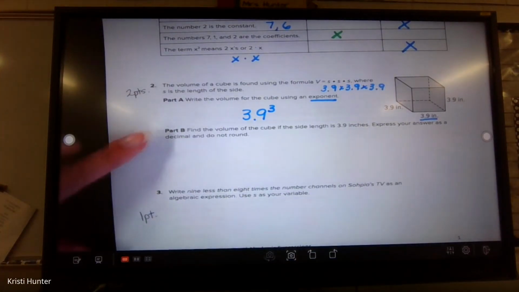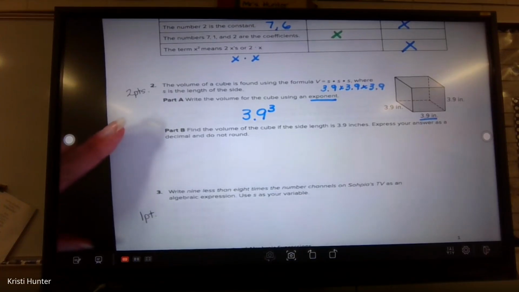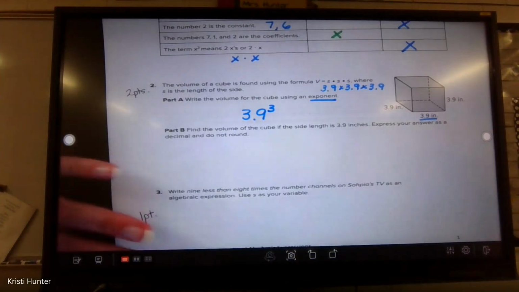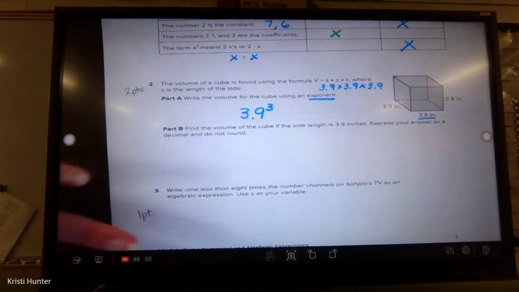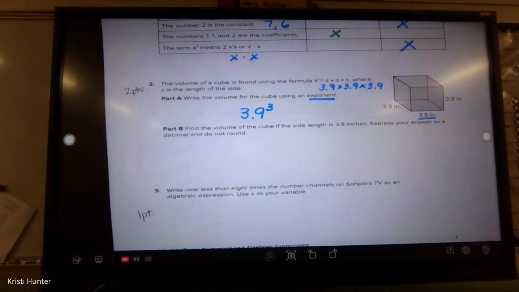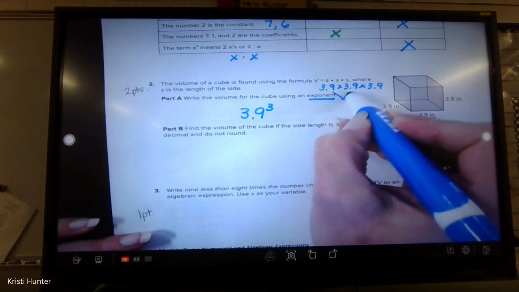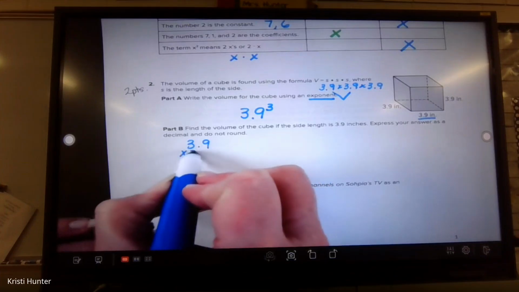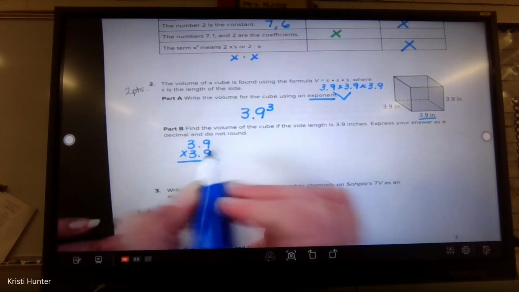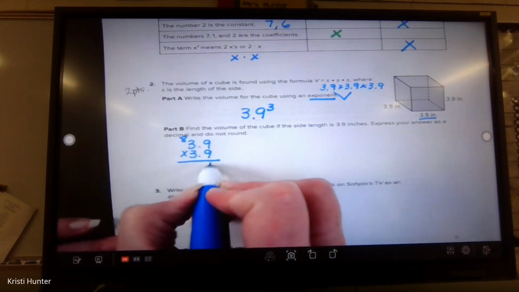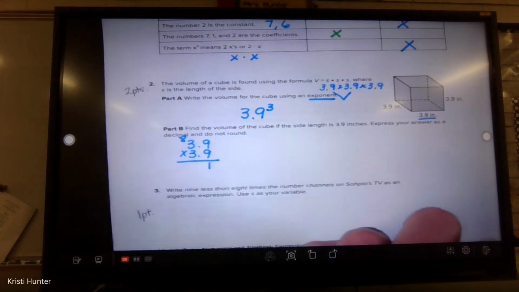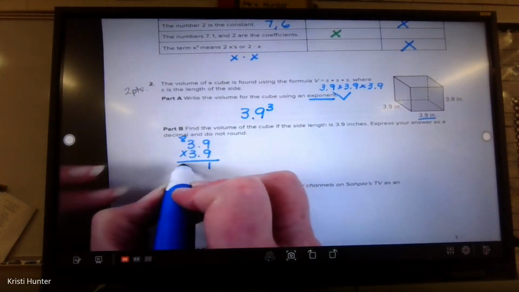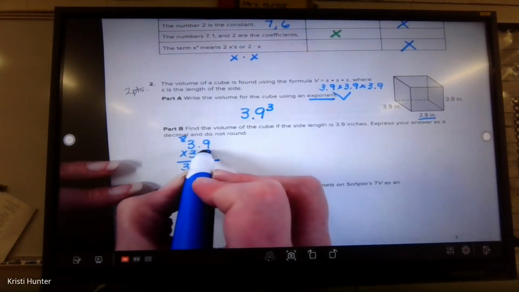Part B, find the volume of the cube if the lengths are 3.9 inches. Express your answer as a decimal and do not round. So what this wants you to do is work out the problem. The first thing you're going to have to do is take your 3.9 times 3.9. 9 times 9 is 81. 9 times 3 is 27, plus 8 is 35. So we've done the 9.